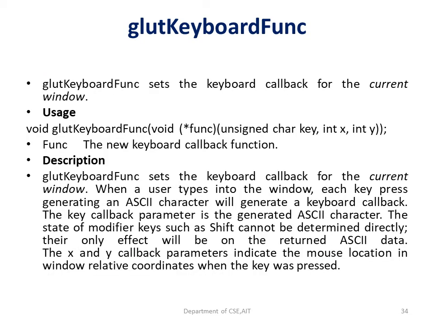The glutKeyboardFunc function is used for setting the keyboard callback function. It has 3 parameters: key, X and Y. The X and Y signify the present window, and the key is associated with the ASCII character. The ASCII character will be returned whenever you go for a glutKeyboardFunc function. Based on the key, we can take some decision that is given by the keyboard function.